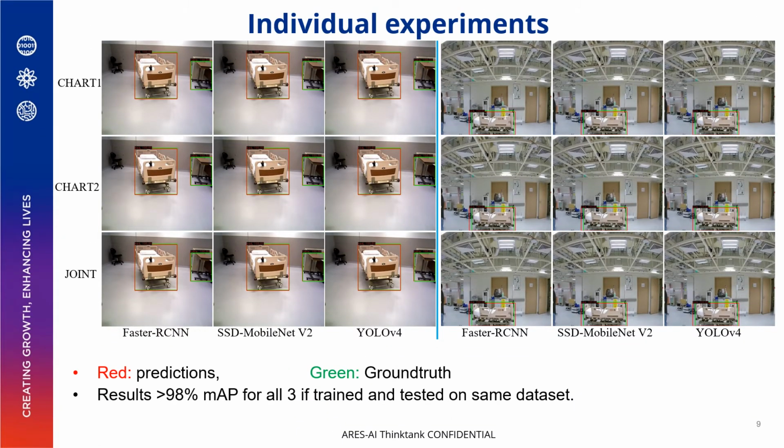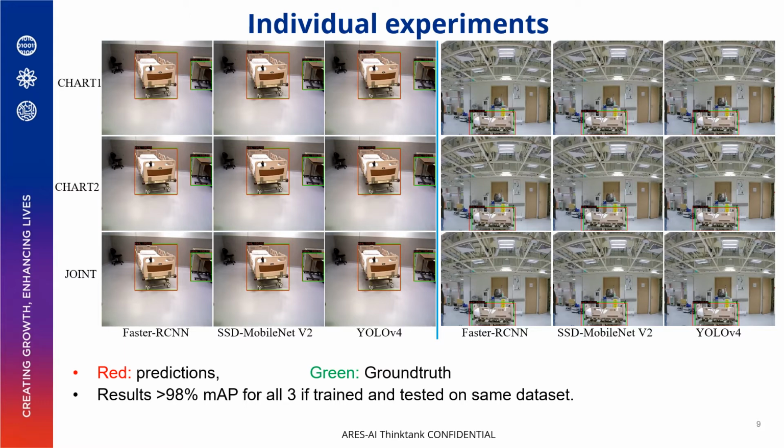So here are some visual results on individual training. What we do over here is we train a Faster RCNN model, SSD MobileNet v2 model, and YOLO v4 model on chart1 data, chart2 data, as well as the joint data. And the results are pretty good.